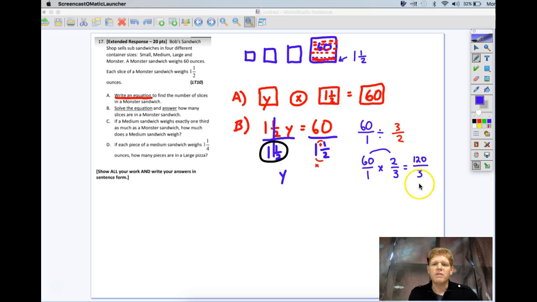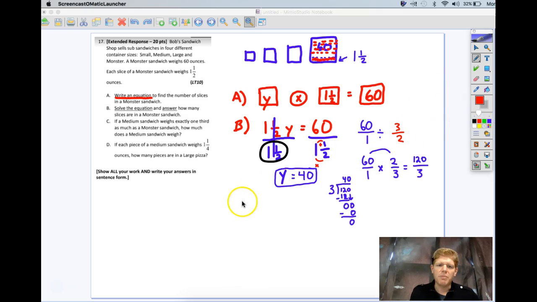So 120 divided by 3. I'll just do that right here. 3 goes into 120 how many times? 3 goes into 12 4 times. 4 times 3 is 12. Subtract those, I get 0. I bring down my 0. 3 goes into 0 0 times. 0 times 3 is 0. I subtract it and I'm done. So 3 goes into 120 40 times. So y is equal to 40. And that is the answer to part B.